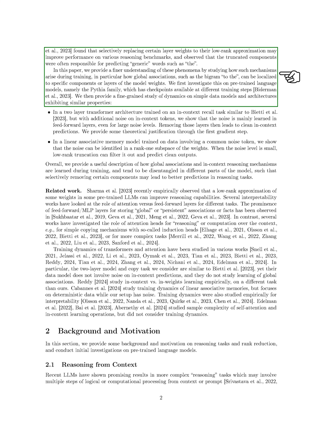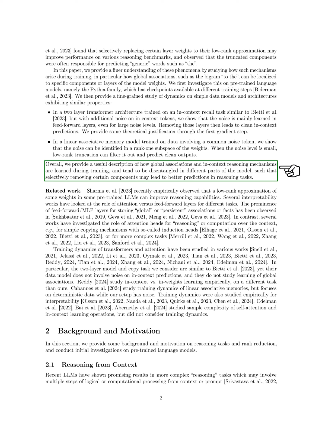Recent studies have shown that replacing certain layer weights with simpler versions can enhance performance on reasoning tasks. By studying how these mechanisms develop during training, we can see how global associations, like common word pairs, are localized in specific parts of the model. Our research delves into pre-trained language models like Pythia to understand these processes better. We also explore simpler models to investigate how noise in data affects learning.